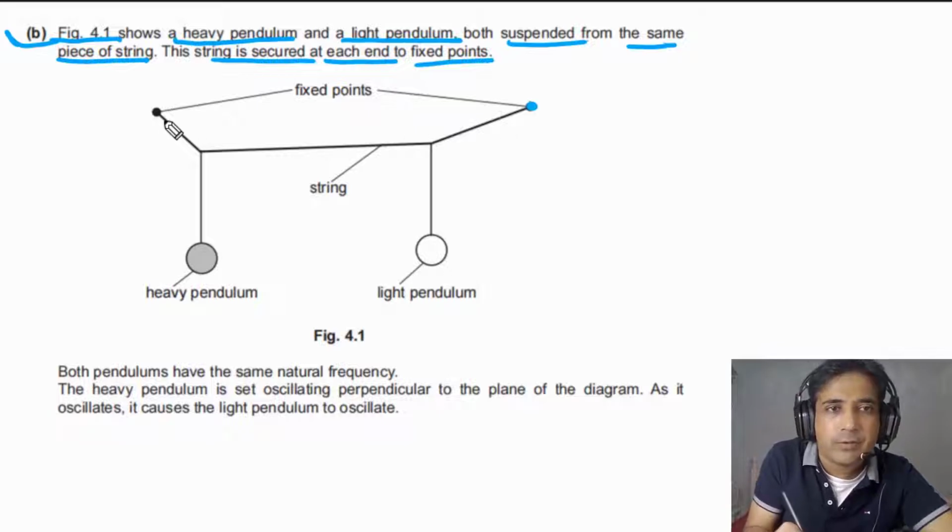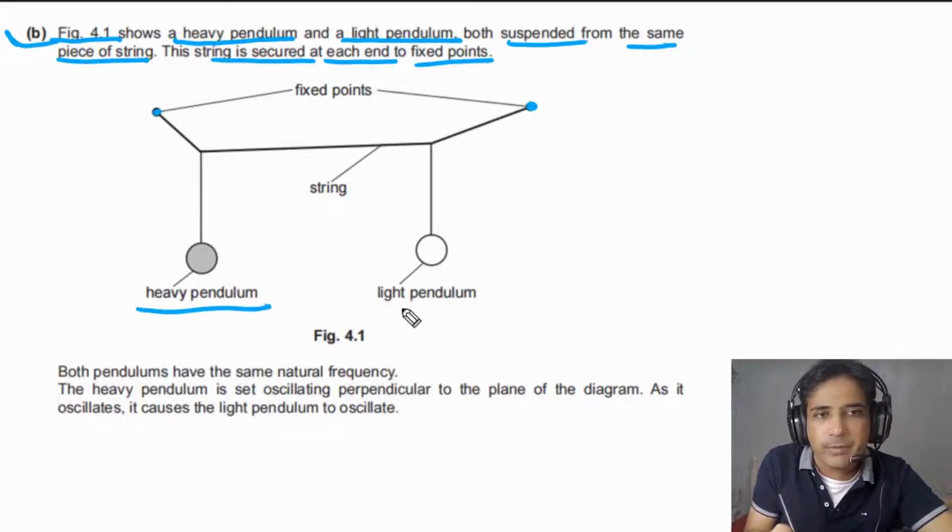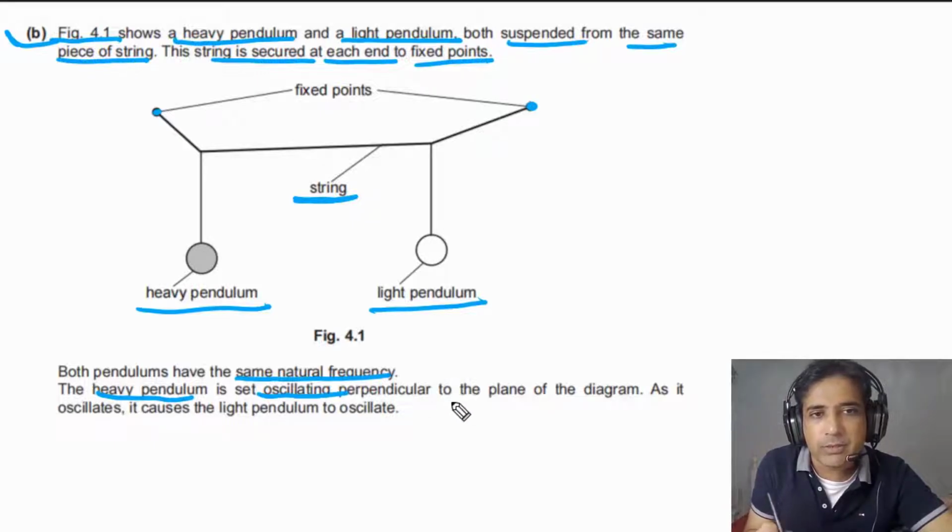So we have fixed points here. We have a heavy pendulum in this case, we have a light pendulum, and they're attached with the same string. Both pendulums have the same natural frequency. The heavy pendulum is set oscillating perpendicular to the plane of the diagram.